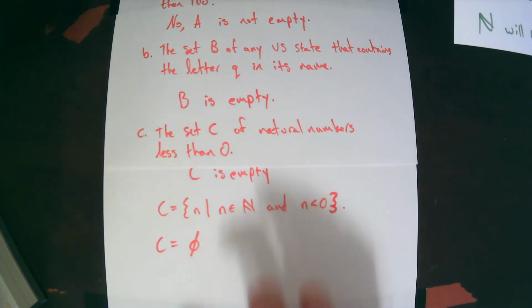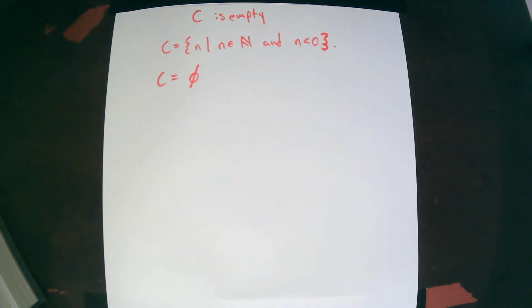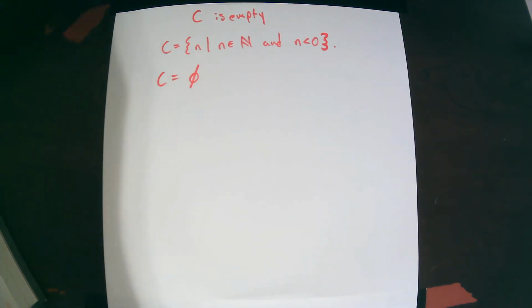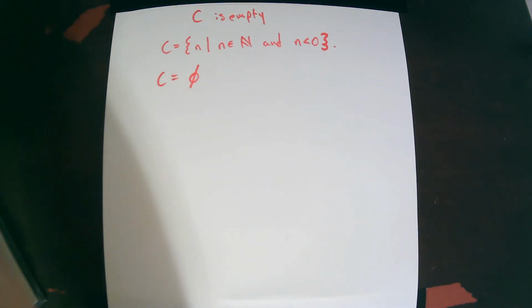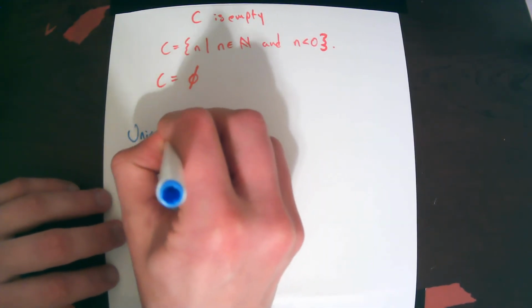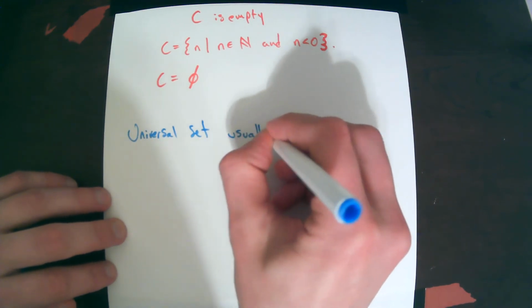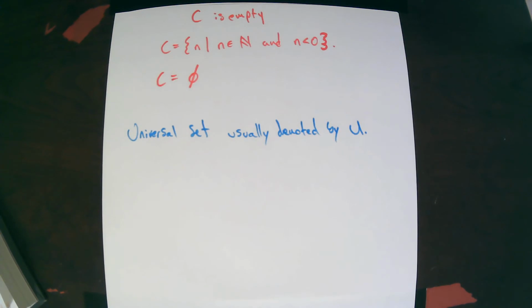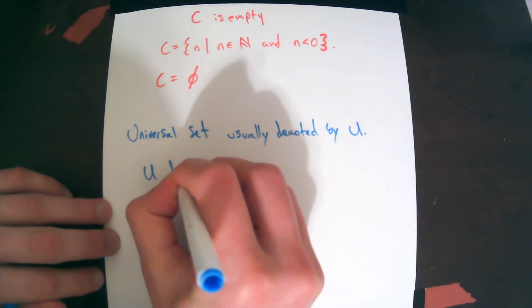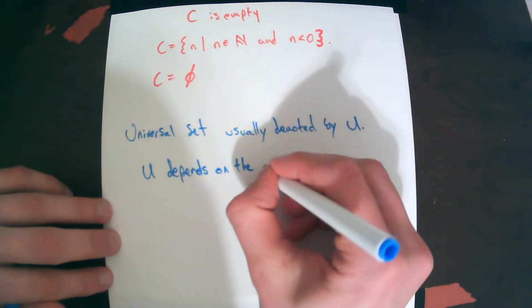Let's go on to the universal set. Okay, the universal set. Usually denoted by capital U. And from the notes, the definition is the set of all elements being considered for any particular situation. It's called the universal set, and it is denoted by a capital U. U depends on the context of a problem or a situation.